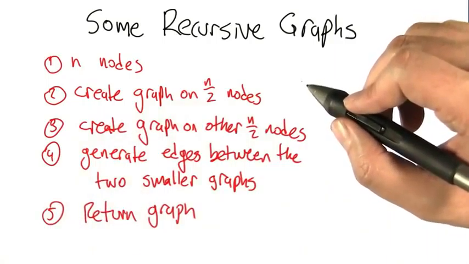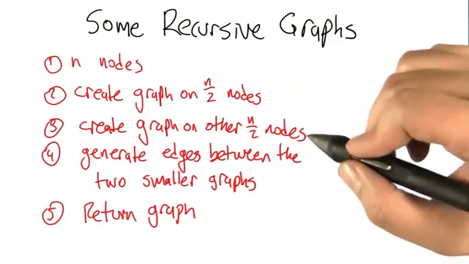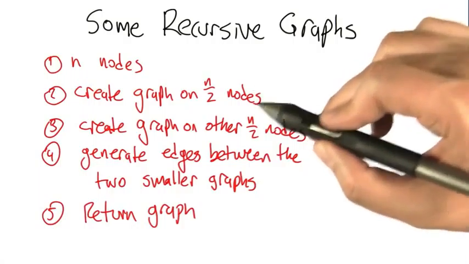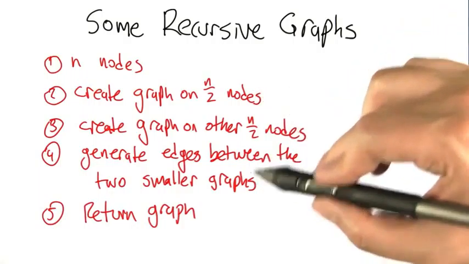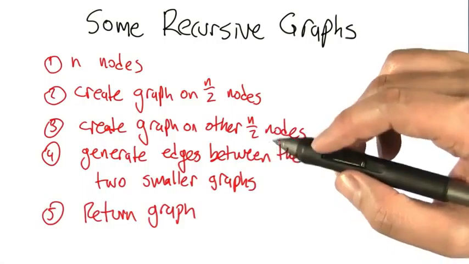So we can get a bunch of different mechanisms for generating recursive graphs with this basic structure, depending on how we create the first subgraph, how we create the second subgraph, and how we connect the two subgraphs together. So let's start off with a really simple example.